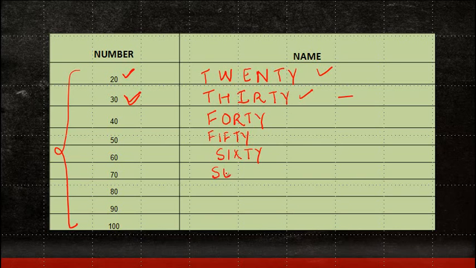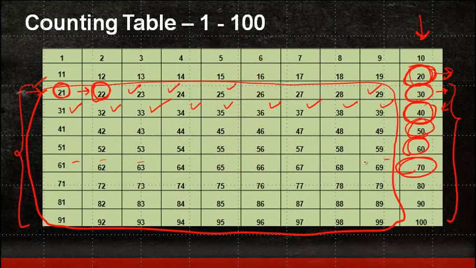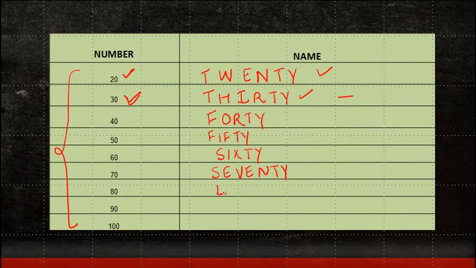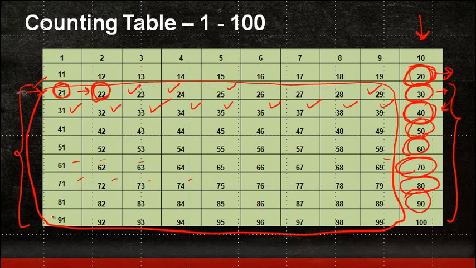70 is S-E-V-E-N-T-Y. Right? Then again, I can write 71, 72, 73, 74, 75, 76, and I reach 80. E-I-G-H-T-Y. 90, N-I-N-E-T-Y. Right? When I write 90, I can then write 91, which is nothing but 90 and 1. 92, 93, 94, 95, and so on until I reach 99.